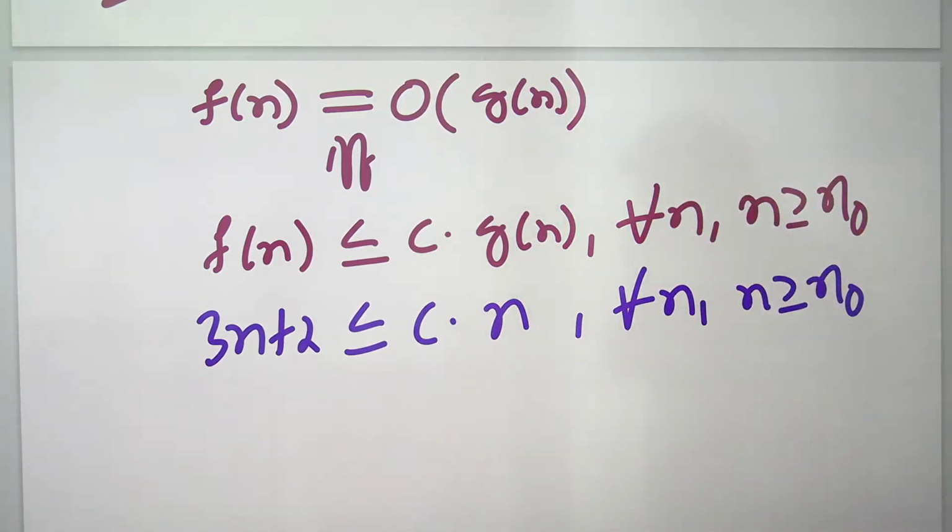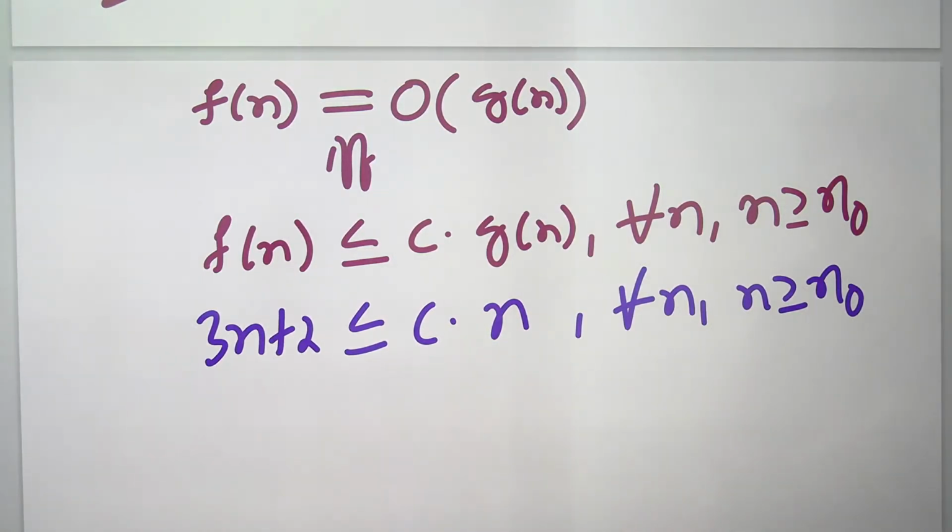Now can you help me now? To be frank, left side is 3n plus 2, right side is n. So to be frank, left is greater. But I want to prove right is greater. Then only I can say big O. Left means f of n, right means g of n.